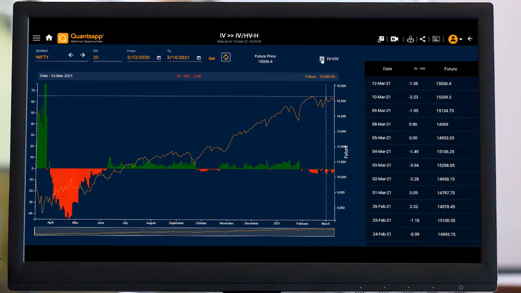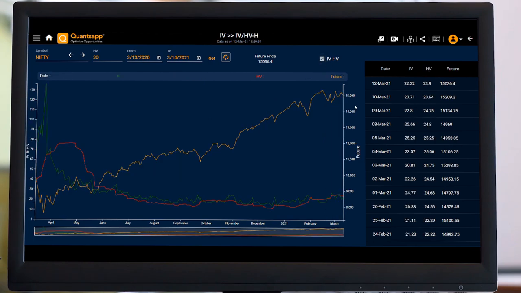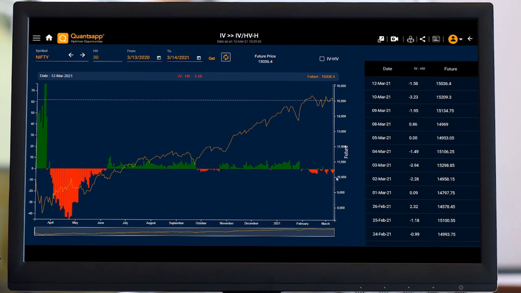If I just click on the checkbox again, it will be reset automatically. As you saw, IV is trading below its HV, and that's the reason it was showing us red color bars out here. As you can see, it was trading below its HV. You can see the difference is minus 1.58%.